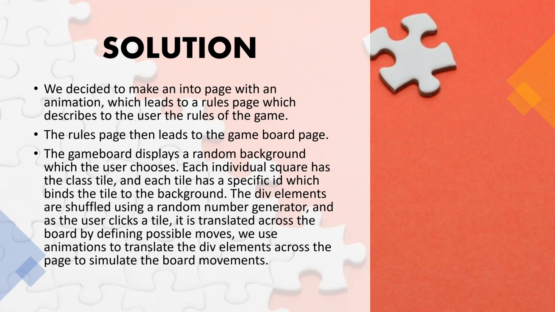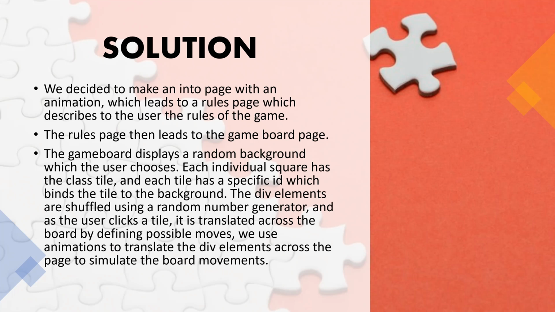For our solutions, we decided to make an intro page with an animation, which leads to the rules page, which describes to the users the rules of the game. The rules page then leads to the game board page. The game board displays a random background on load, and the user has the option to use the select drop-down menu to change to a different background.